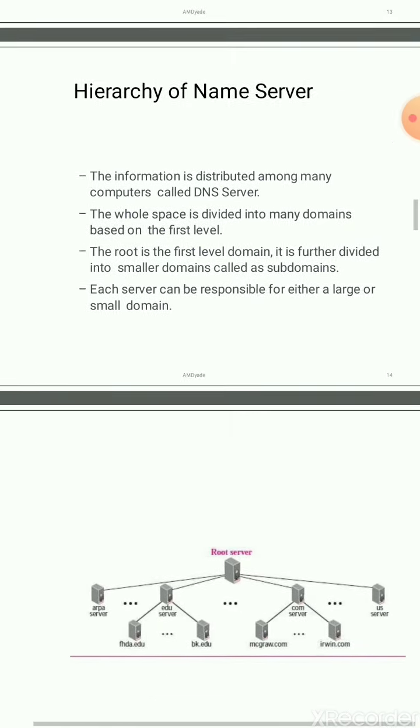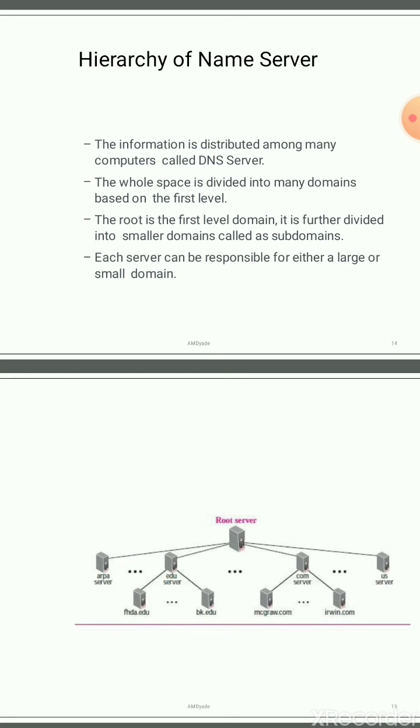So how will it be managed? We have a hierarchy of name servers. So what is that hierarchy of name servers? The information is distributed among many computers called DNS servers. As I said, we have .com. So .com has the sub Google, Google has Gmail, the mail server. The Google products that will be managed under Google are the subtrees of Google. The main one will be .com. Similarly, we call all those domains DNS servers.